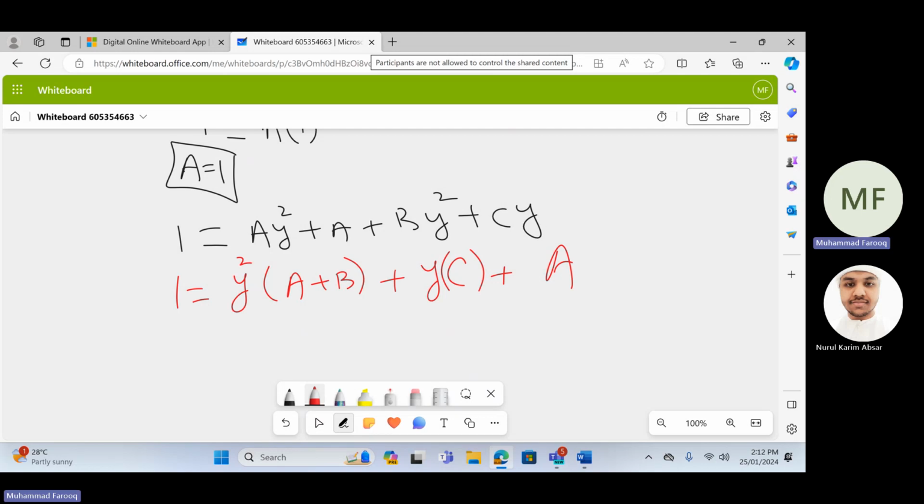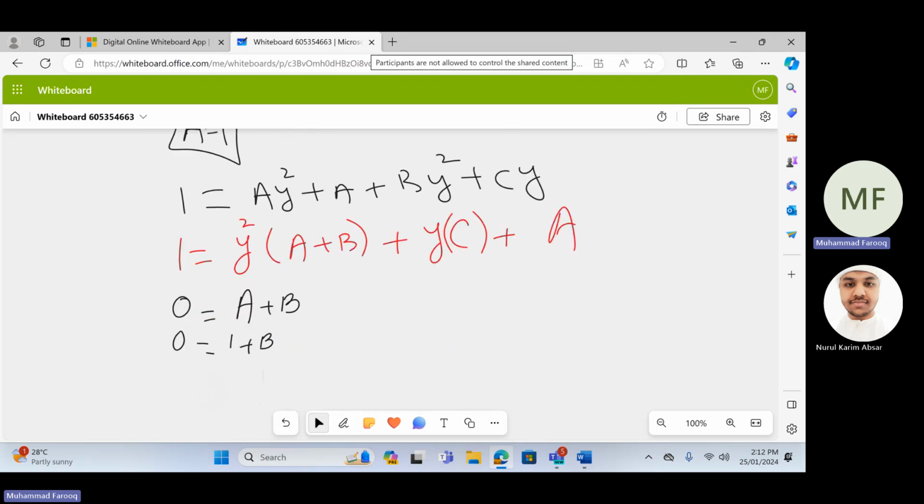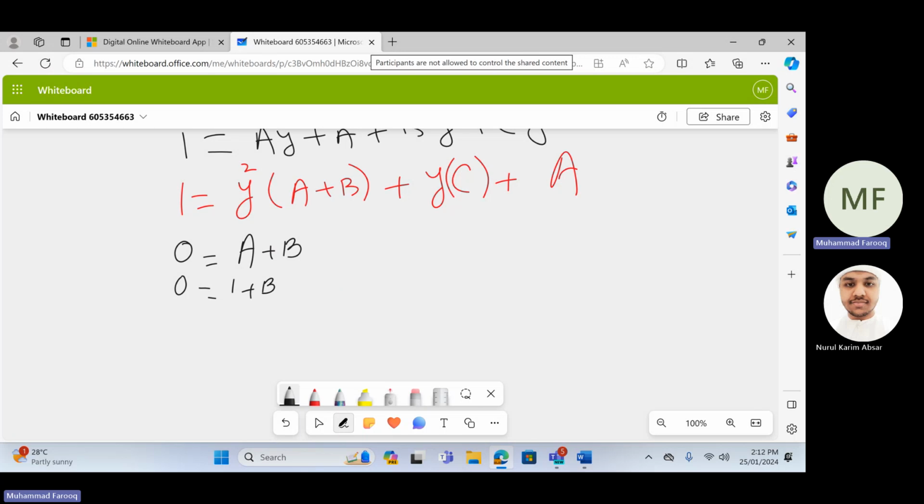Now we got A, we need B and C. Y power 2, degree 2. Do you have any y squared on the left side? No, so 0 is equal to A plus B. And what is A? 1. So 0 is equal to 1 plus B. This implies that B is equal to negative 1.